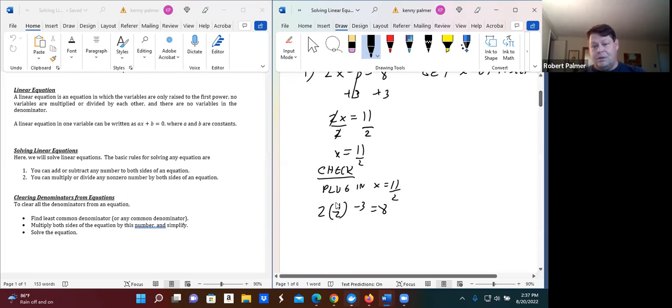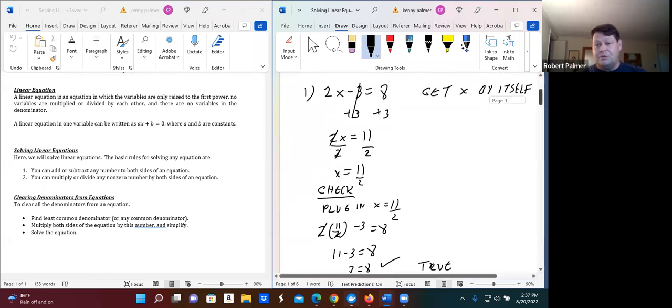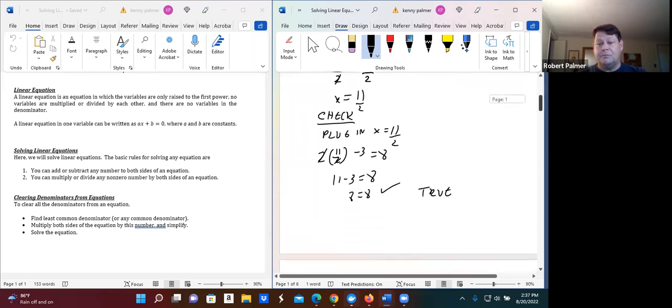So here, the 2's will cancel out. We're multiplying 2 by its 2 over 2. And so you have 11 minus 3 is equal to 8, and that is 8 equals 8. Check. So that's true. If you're ever unsure if your solution is right, look back through your steps, and you can always plug it back in to make sure it's correct.